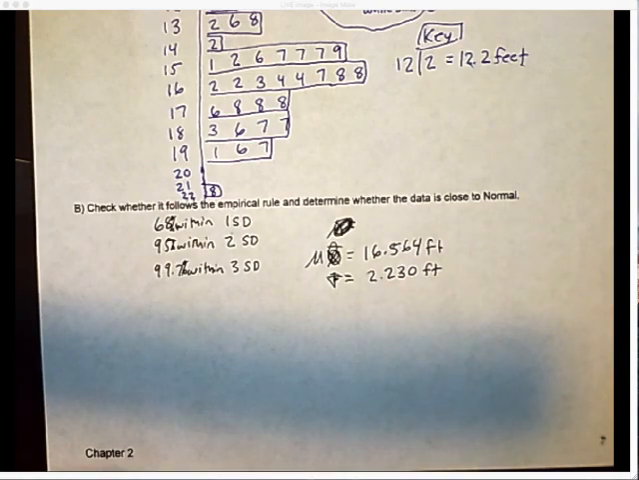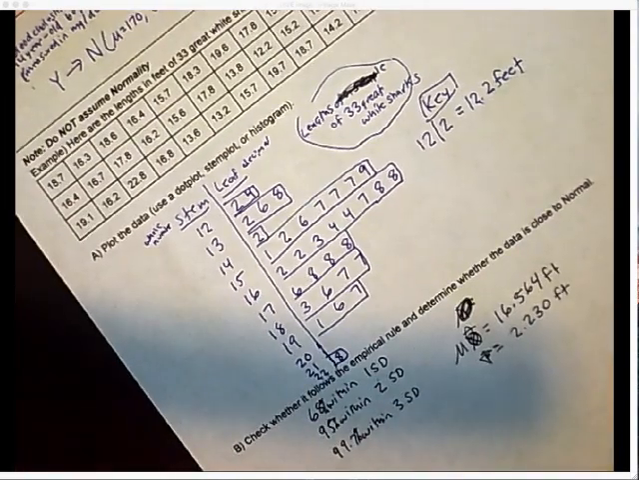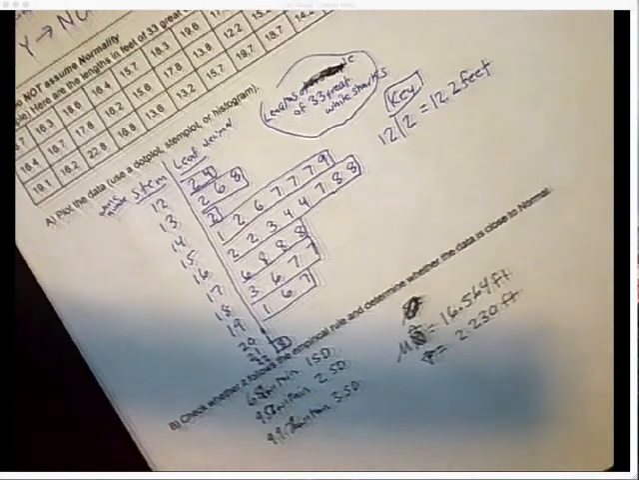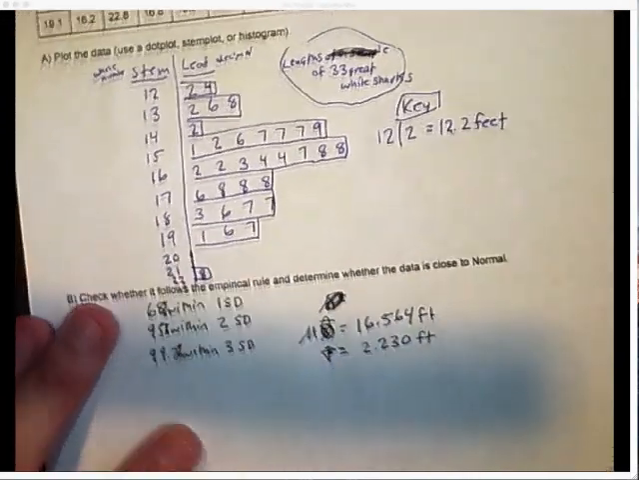So if this distribution, first off, does it look normal? Does it look like a bell curve? Not really. So my first thought, the answer is no. But we have to do calculations to show it.